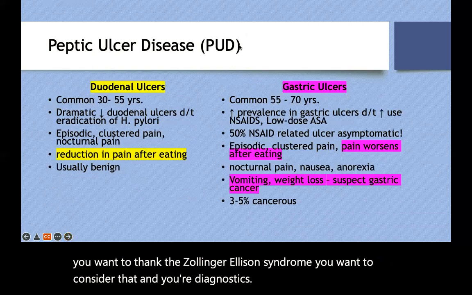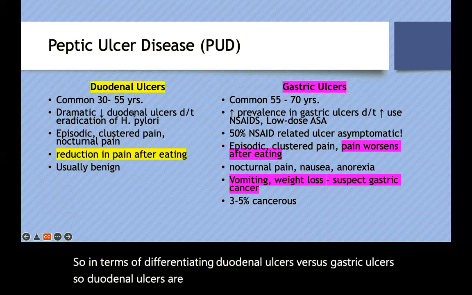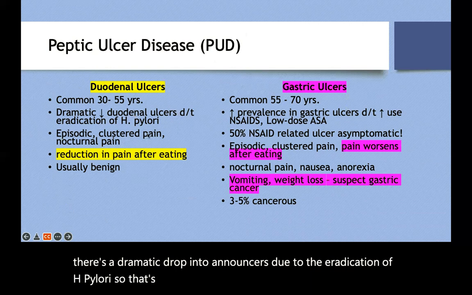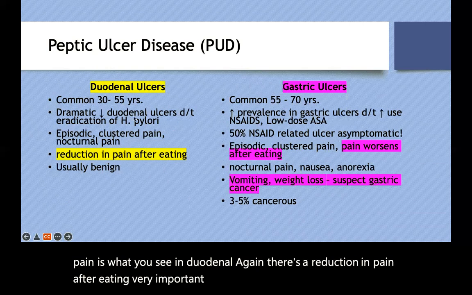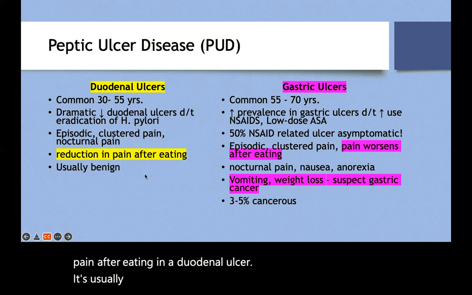Okay, so in terms of differentiating duodenal ulcers versus gastric ulcers, duodenal ulcers are more common in 30 to 55 years of age. There's a dramatic drop in duodenal ulcers due to the eradication of H. pylori, so that's positive. Episodic and clustered pain, nocturnal pain is what you see in duodenal. Again, there's a reduction in pain after eating. Very important to remember that, okay? A reduction in pain after eating in a duodenal ulcer. It's usually benign, so it's not such a big deal.